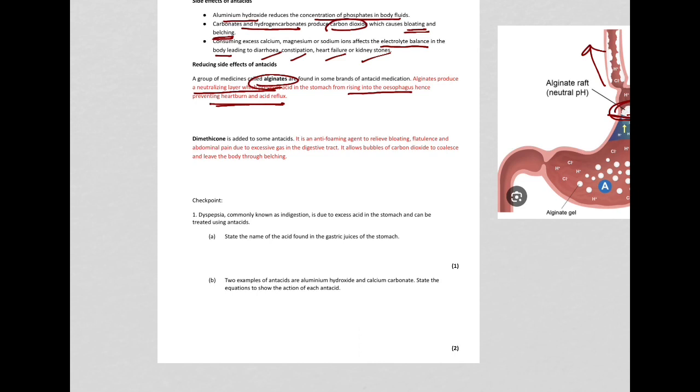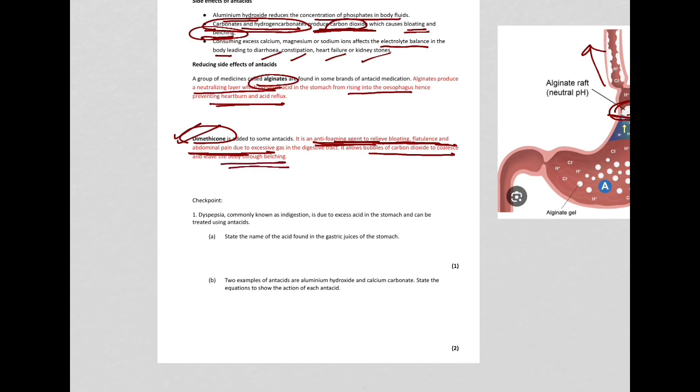Another substance which is also found in some antacids is dimethicone. Dimethicone is an anti-foaming agent. Remember when we said that carbonates and hydrogen carbonates produce carbon dioxide, which causes bloating and belching. So dimethicone is going to relieve that bloating, flatulence, and abdominal pain, which is caused by excessive gas in the digestive tract. It allows bubbles of carbon dioxide to come together and leave the body through belching. So then it doesn't cause that bloating in the body.